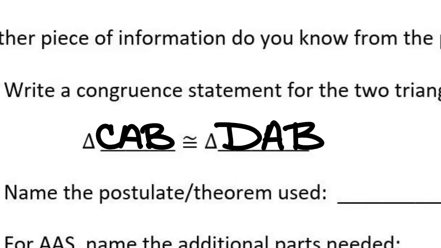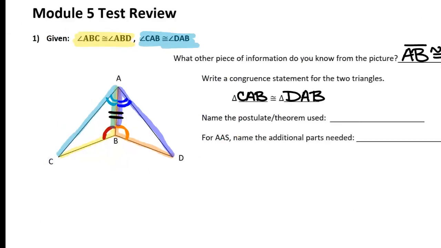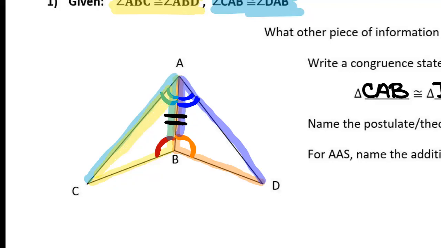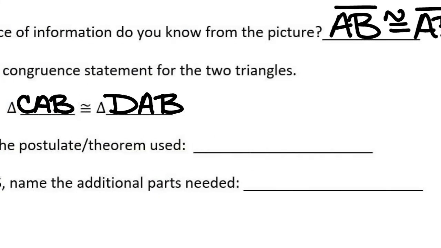What congruence postulate or congruence theorem are we using here? Why can we say that these 2 triangles are congruent to each other? What's marked up? Look at just one of these triangles. Let's look at this one. What'd you say? An angle, a side, and an angle. Is the side sandwiched in between the 2 angles? Yes. So this would be angle side angle. Yep.